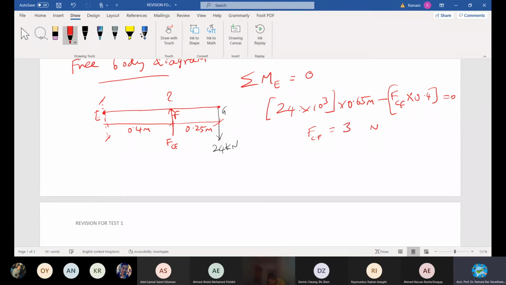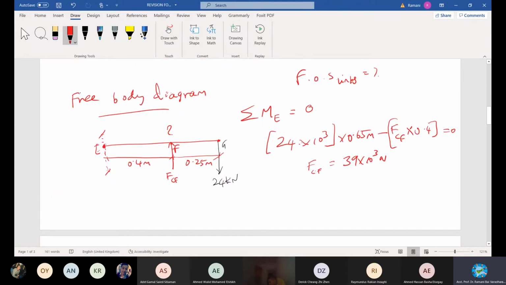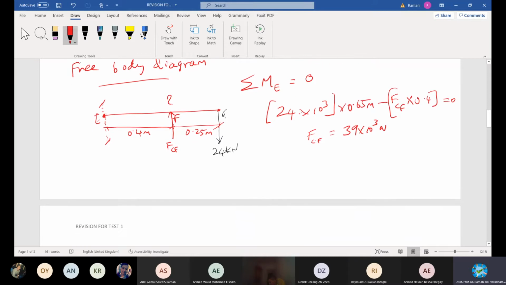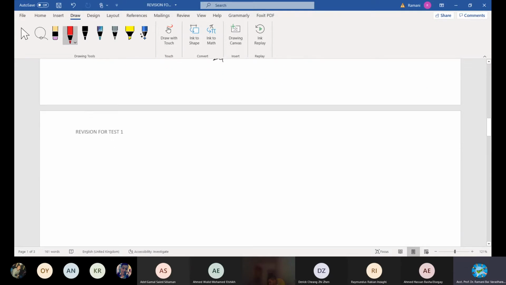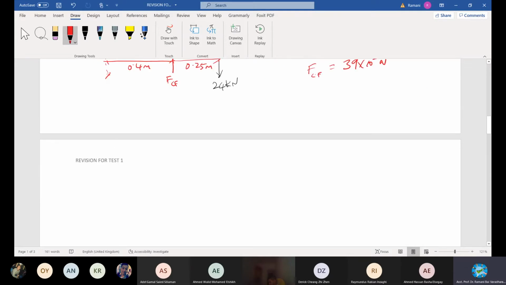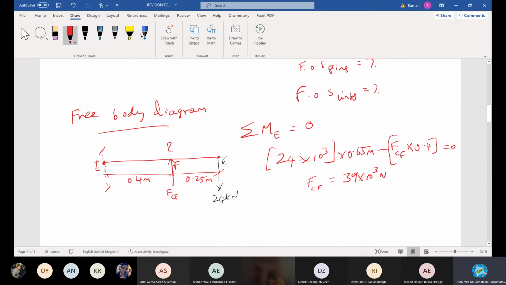Exactly 39 into 10 power 3, correct? Because newtons. 39 into 10 power 3, or kilonewton, you can say kilonewton. But we converted already into newtons, right? So it should be 39 into 10 power 3 newtons. Moving on, we found the load. Now we can find the stress distribution or strength. How much is the strength value? Either you can calculate by the strength or by loading, right? Based on tension links. We just found the unknown, the load at this point.